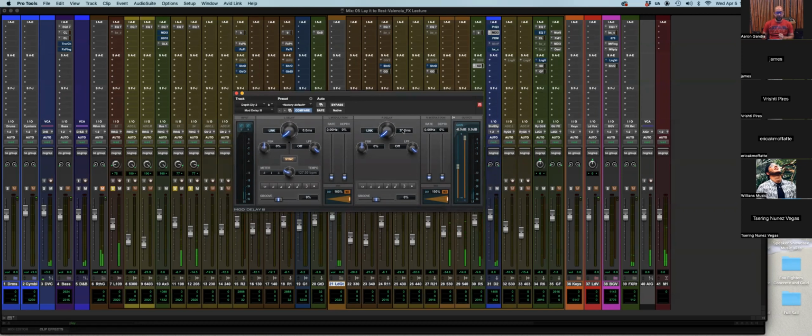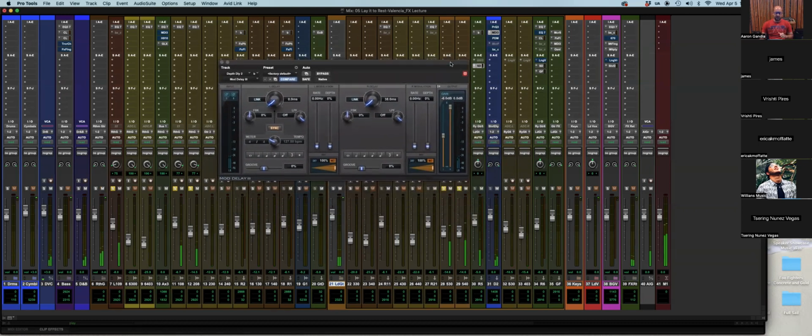Back to 38. Comb filtering happening at 38 is at a much lower frequency, so you don't hear the same tone change. But let's hear the effects of that within the mix. 38.